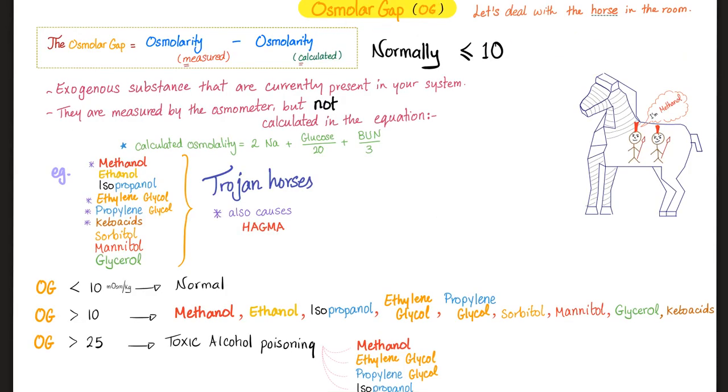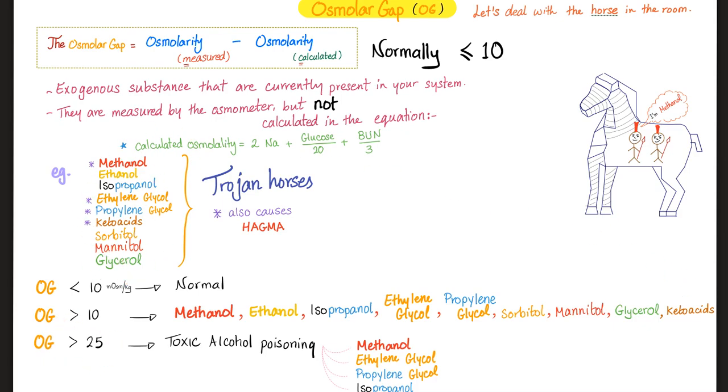So the osmolar gap is measured minus calculated osmolality. Normally it should be less than 10. If it's greater than 10, Houston, we have a problem. There is a Trojan horse in the patient's body. What kind of Trojan horse? Could be methanol, ethanol, isopropanol, ethylene glycol, propylene glycol, keto acid, sorbitol, mannitol, glycerol. Osmolar gap less than 10, normal. Osmolar gap greater than 10, could be methanol, ethanol, could be any of these.